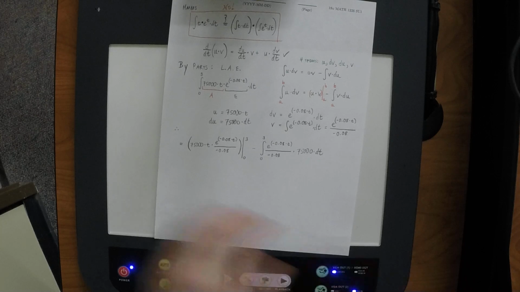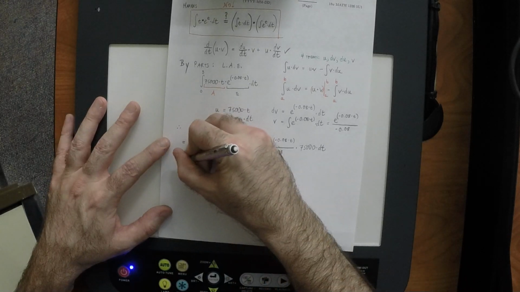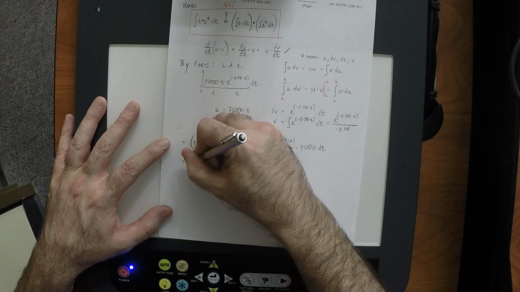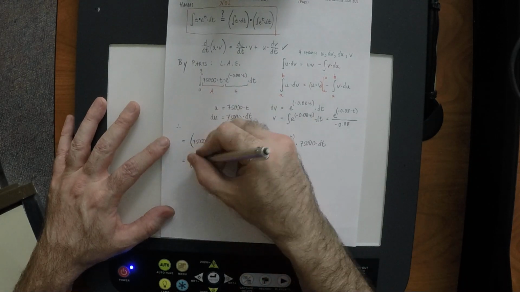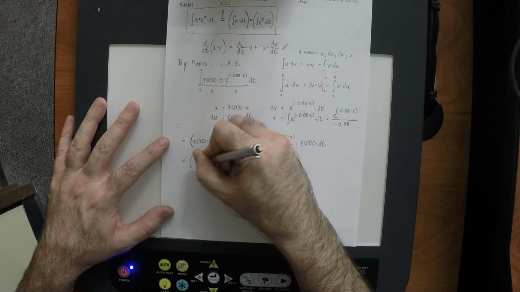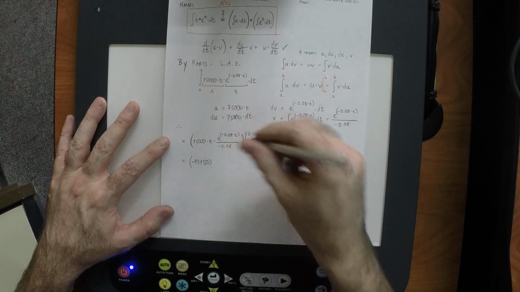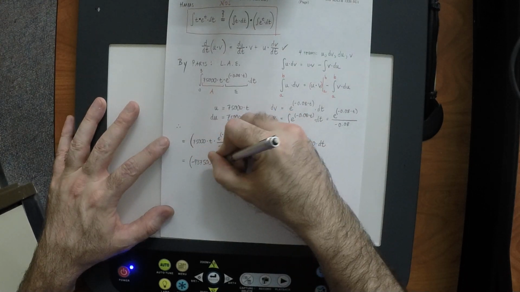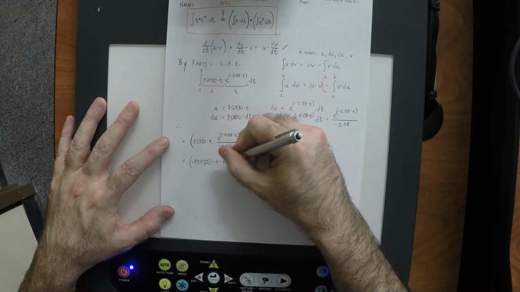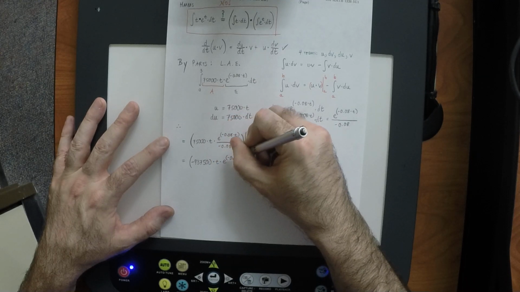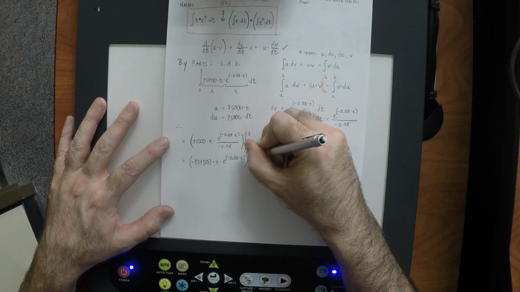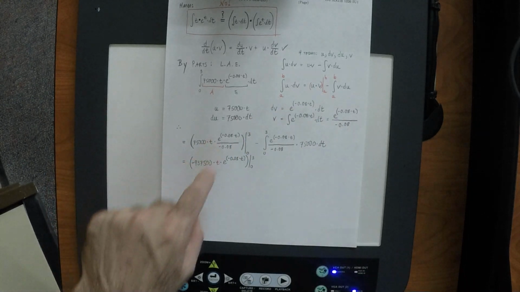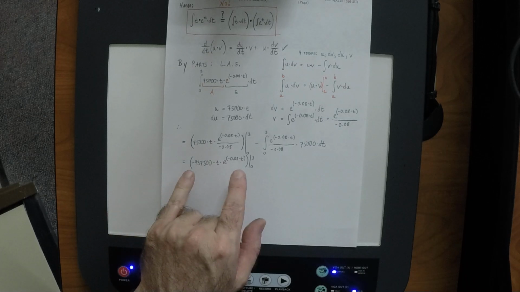And get, so that becomes negative 937,500. Then t, then exponential of negative 0.08 t, 0 to 3. Again, I didn't do the boundary evaluation yet. All I did was simplify that a little.